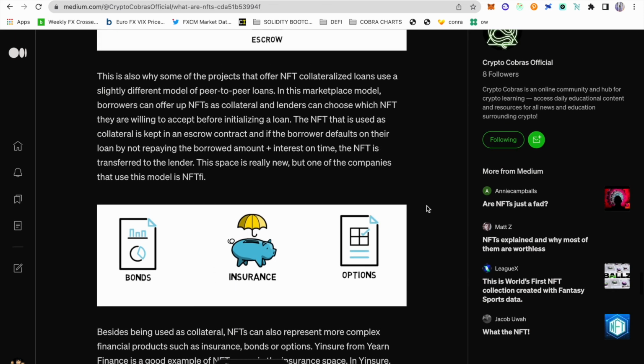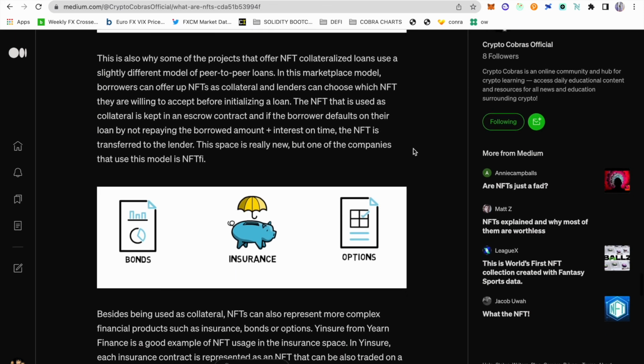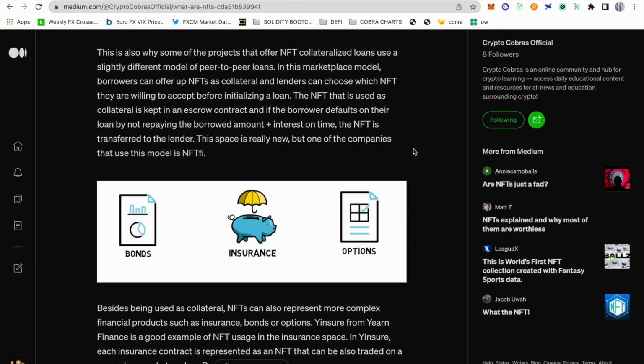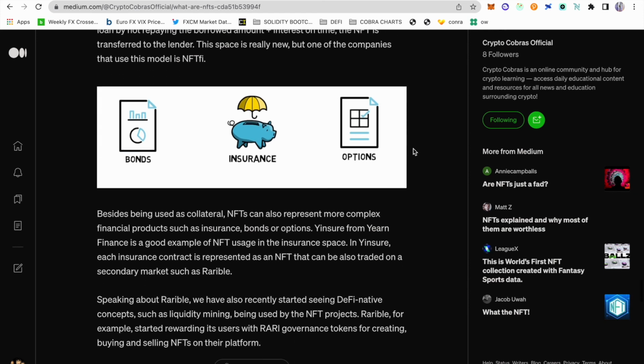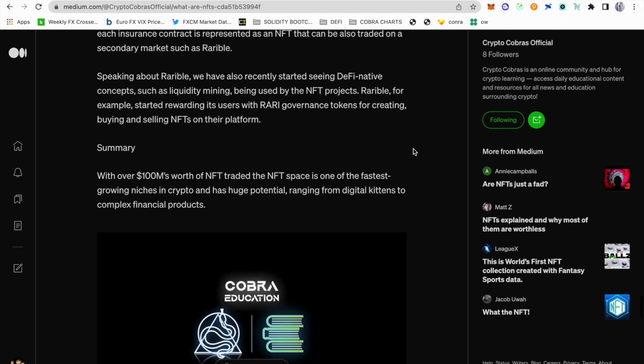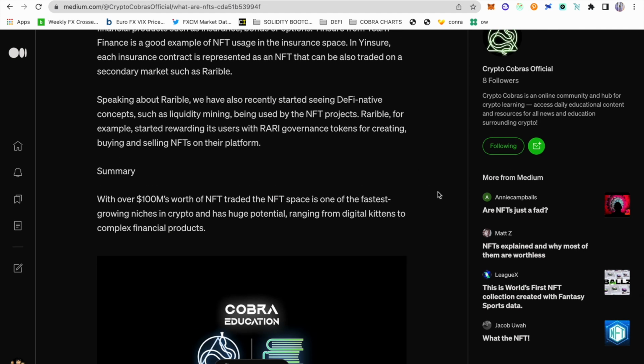So NFTs can be used as loans, and can be used as an initial payment structure. Soon enough, we'll be using them to buy real estate. We'll be using them to get our tickets to a concert or a sports game, and they're going to have many different uses. So let's summarize it here. With over 100 million dollars worth of NFTs traded, the NFT space is one of the fastest growing niches in crypto and has huge potential, ranging from digital kittens to complex financial products.